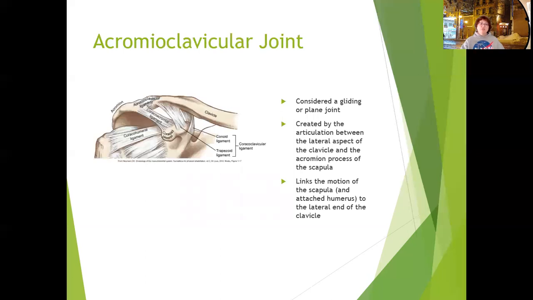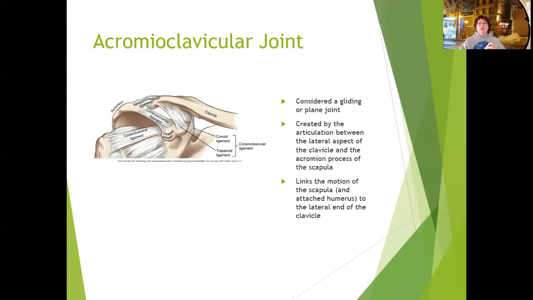The acromioclavicular joint is considered a planar joint because it just glides. It does have 2 degrees of freedom. Very small motion in the acromioclavicular joint, but it's transmitting some motion from the end of the clavicle to the scapula.